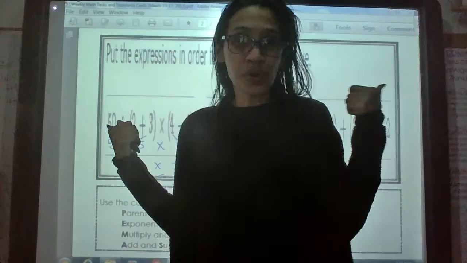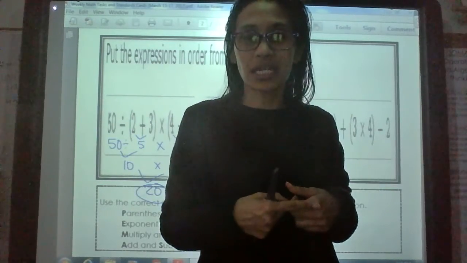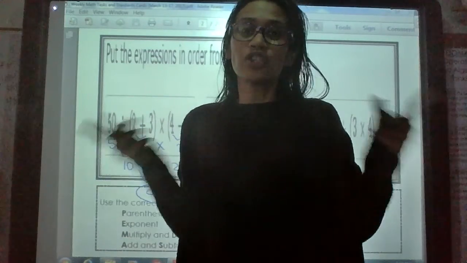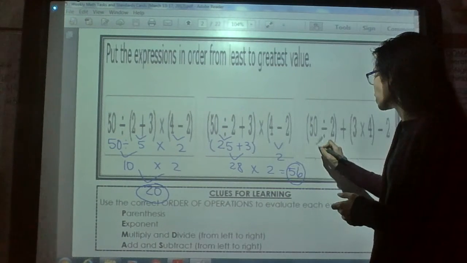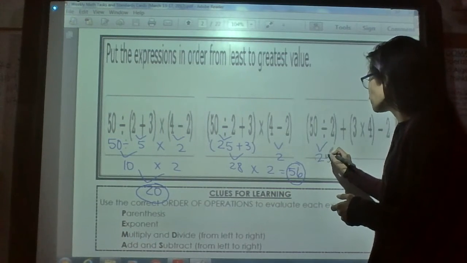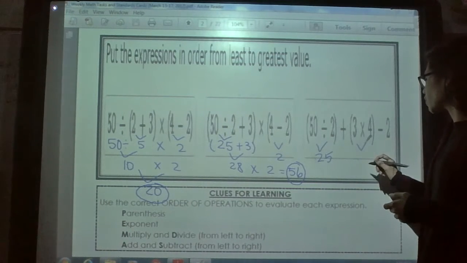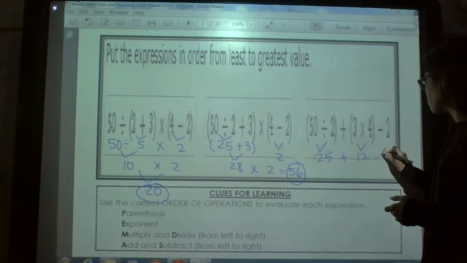So that proves that you might have the same numbers, the same operations, but the order in which you do it will give you a different value. So make sure you always follow your order of operations. 50 divided by 2 is what? 25. So we did that there. And then here's the other parentheses. 3 times 4 is 12. Then there's our addition sign, minus 2.